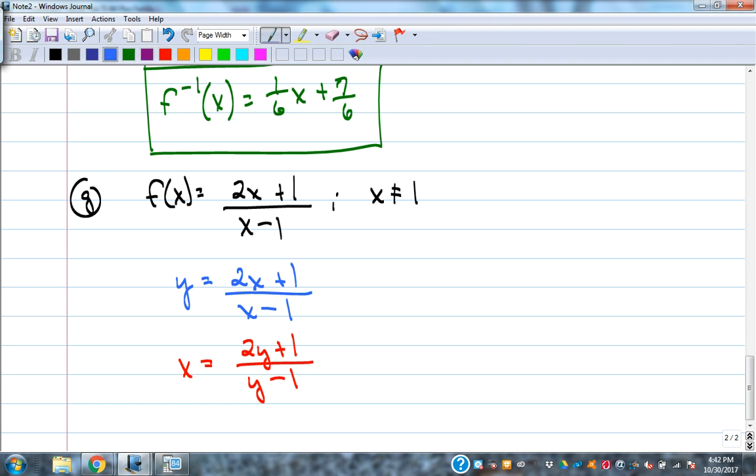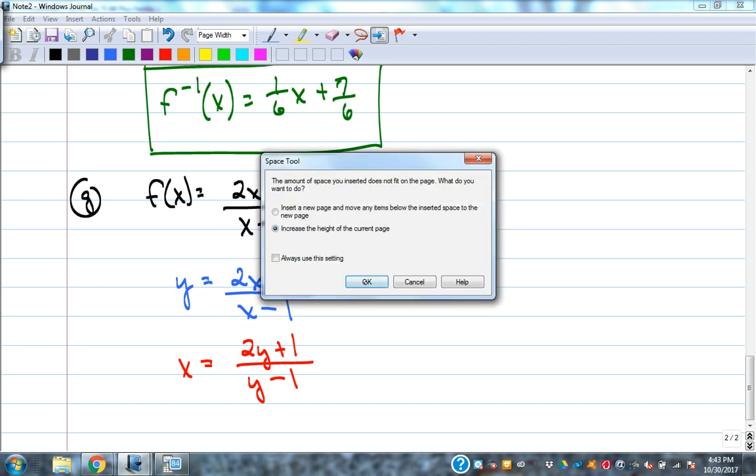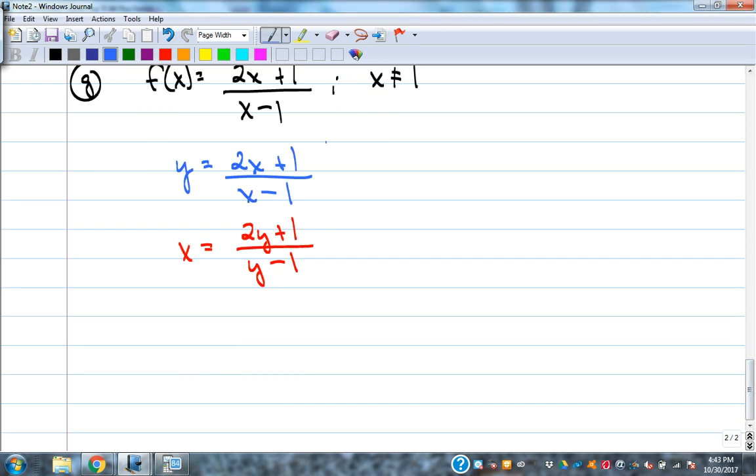Now, I'm going to try to get y by itself again. The problem that we're going to run into here is that y is in two different places. It's in the numerator and the denominator. So I'm going to get y out of the denominator first. To get y out of the denominator, what operation do I have to do? What is this operation on the right anyway? It's a fraction, but that means it's really dividing. The opposite of that would be multiplying. So if I multiply by y minus 1, that gets y out of the denominator.